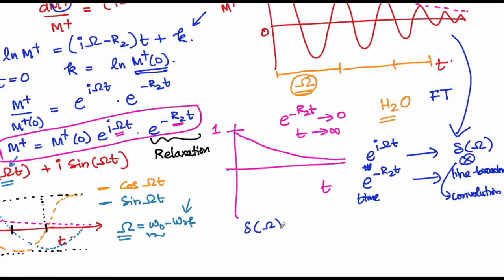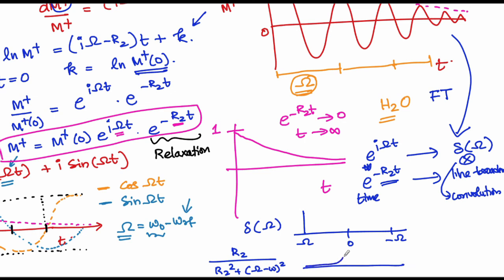Dirac delta function at omega will give you a plot something like this, nothing in minus omega, and the Fourier transformation of e power minus R2t would give you a function R2 divided by R2 squared plus omega minus omega naught, the whole squared. So essentially this function is called the Lorentzian, which provides you the line shapes for the resonance that you're trying to look at.